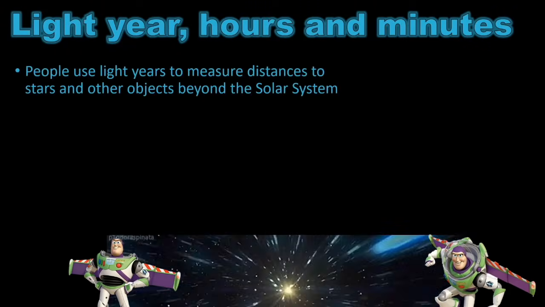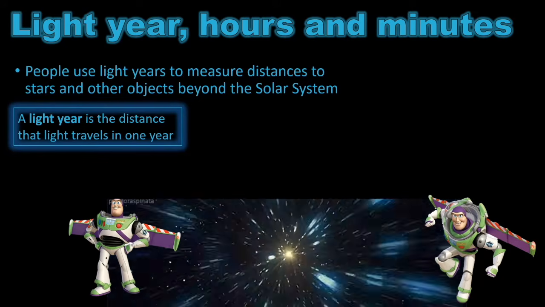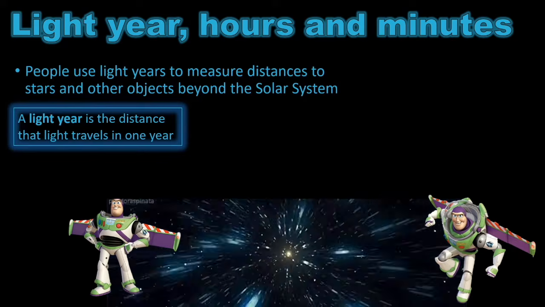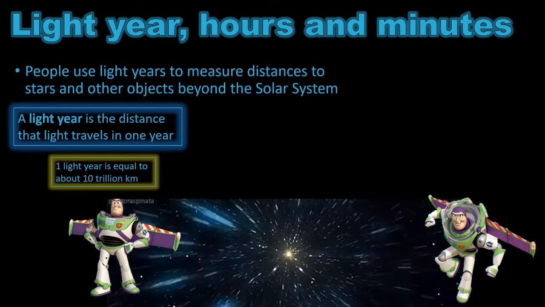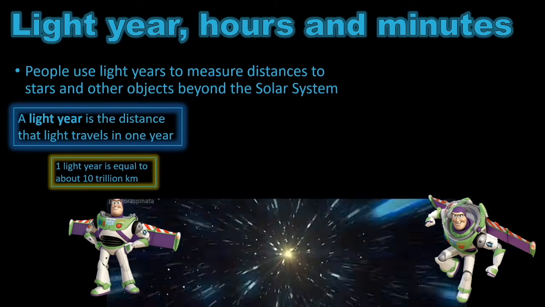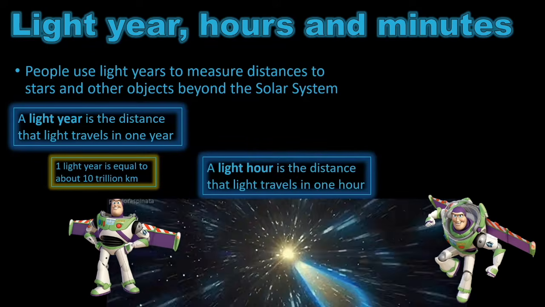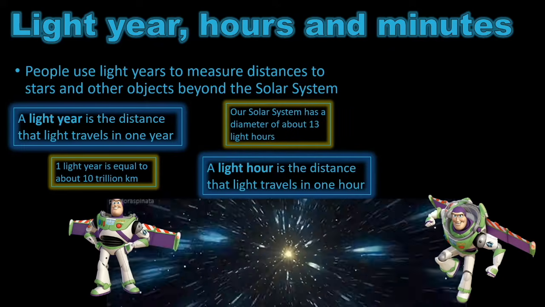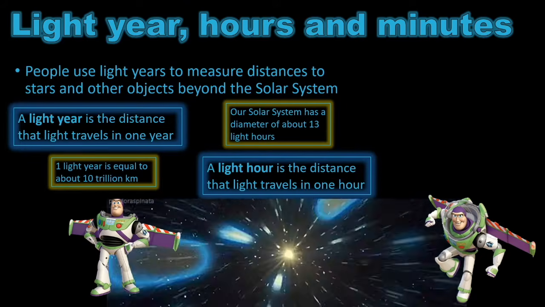So what is a light year, hour, and minute? People use light years, hours, or minutes to describe the distance of stars and other objects beyond our solar system. A light year is the distance that light travels in 1 year. For example, 1 light year is equal to about 10 trillion kilometers. A light hour is the distance that light travels in 1 hour. Our solar system is about 13 light hours in diameter.